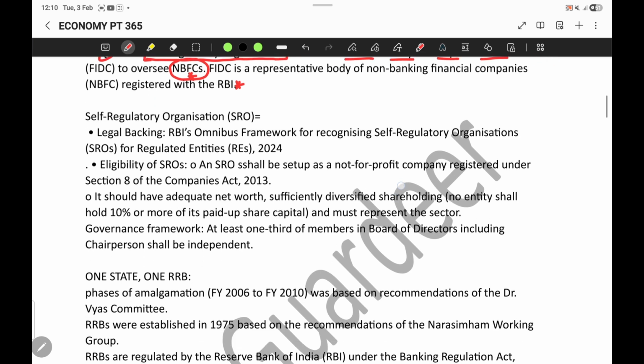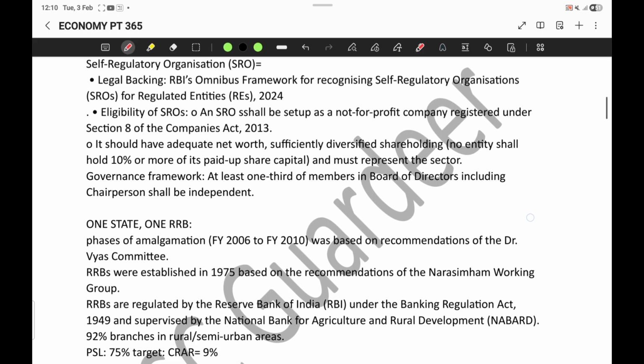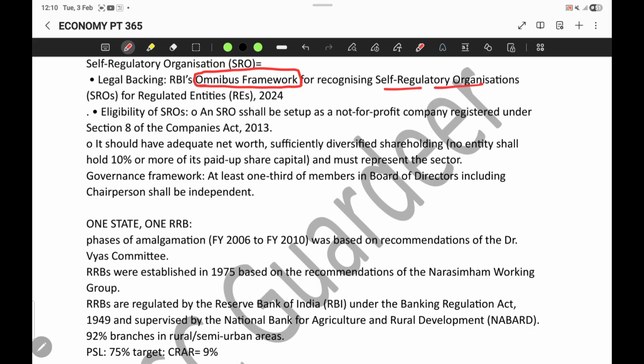So what are SROs? Self-regulatory organization, what does it mean? It means it has legal backing. Legal backing means the RBI omnibus framework. Omnibus framework, recently seen in the news, means it's self-regulatory organization related news. Okay, so it's the Omnibus Framework for Recognising Self-Regulatory Organisations for Regulated Entities, 2024.